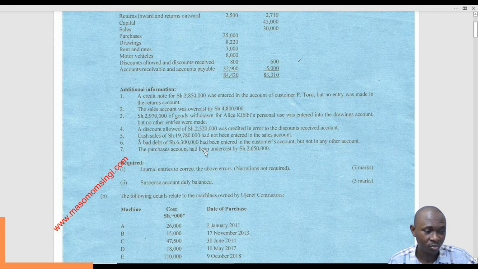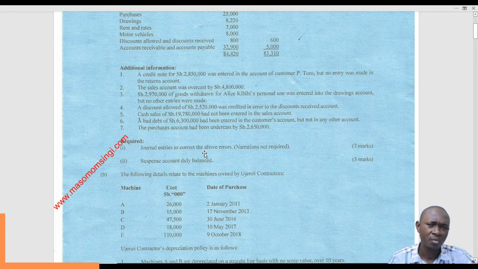Cash sales of 19.78 million had not been entered in the sales account. A bad debt of 6.3 million had been entered in the customer's account, but not in any other account. And the purchases account had been undercast by 2.65 million.